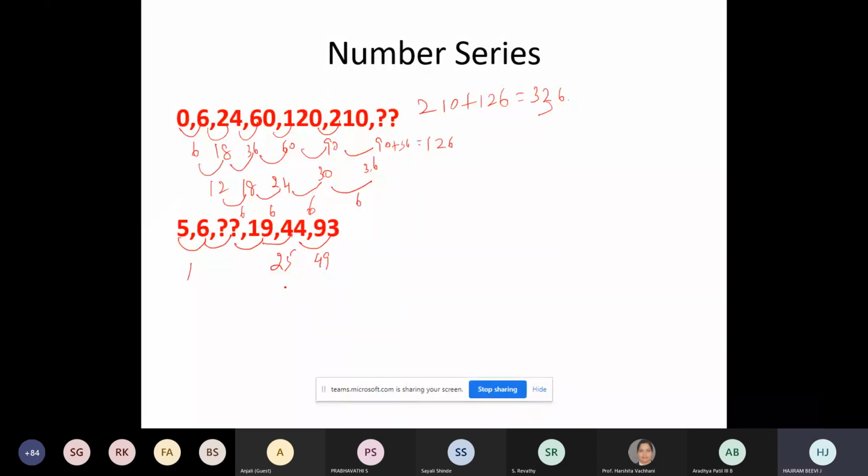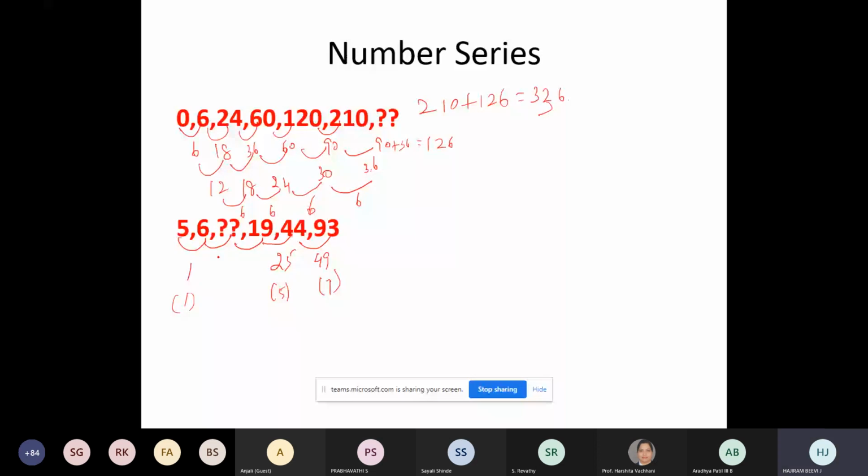See here, 1 is the square of 1, 25 is the square of 5, then 49 is the square of 7. So here we are having 157. So in between we should have two values. So we are guessing those two values.